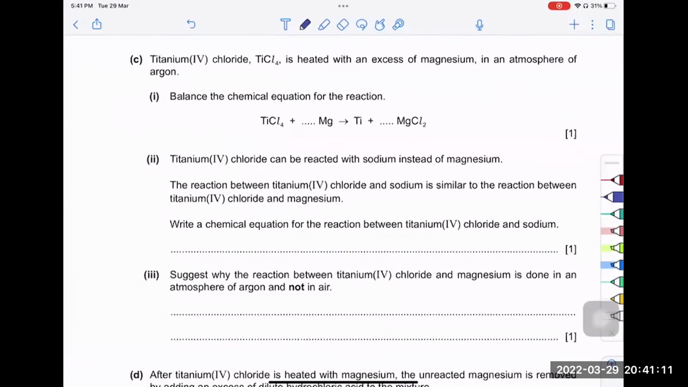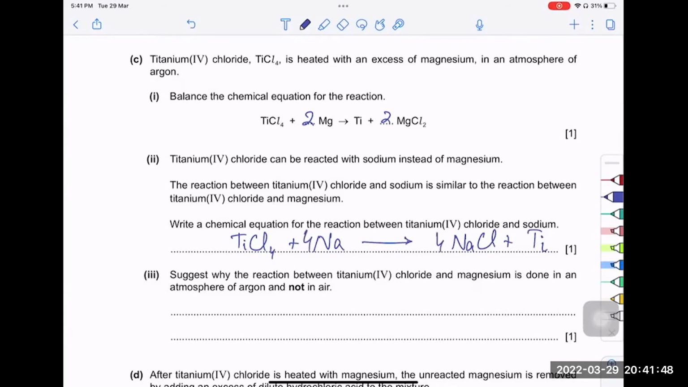Titanium 4 chloride is heated with an excess of magnesium in an atmosphere of argon. Balance the equation. I have 4 chlorine on the left, so 2 here, which means 2 here. Titanium 4 chloride can be reacted with sodium instead of magnesium. The reaction between titanium 4 chloride and sodium is similar to the reaction between titanium 4 chloride and magnesium. We already have the equation for magnesium. Write the chemical equation for titanium 4 chloride and sodium. So again, similar. Sodium is going to produce NaCl, not NaCl2, plus titanium. The balanced equation is this.